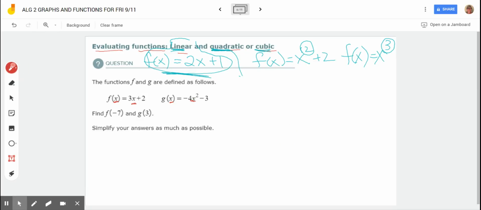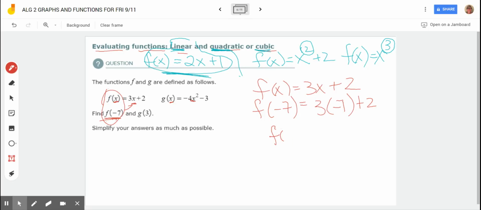Come back. Here we go. f of x equals 3x plus 2. This is just plug it in. It says f of negative 7. So which one are you going to plug it into? Are we going to find f of negative 7 or g of negative 7? Well, it says f. They match. That's the one you're going to plug it into. So we're going to write f of negative 7, and look, the x is replaced with a negative 7. And that's what we do.